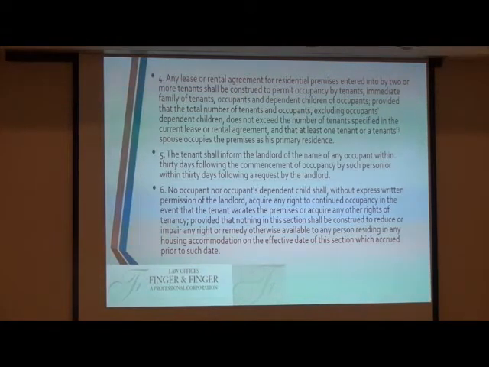Number four deals with multiple tenants. Number five, I think, is a little more interesting because it says the tenant shall inform the landlord of the name of any occupant within 30 days following the commencement of occupancy by such person or within 30 days following request by the landlord. So they're supposed to let you know within 30 days. And then it says, or within 30 days following request. So you have a right. One of the questions that comes up is, we want to know who's living there, right? You don't want to just have people in and out, you don't know who they are. And so the statute does say that the landlord, which is a cooperative, is entitled to know who's living there. So you do have that right. Enforcement is a separate issue.